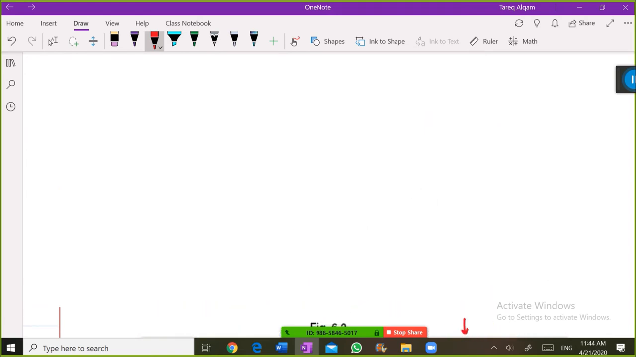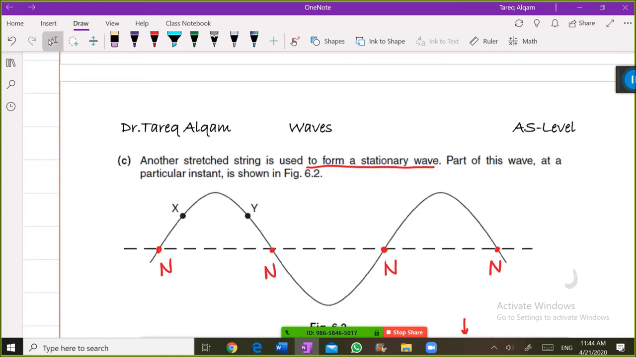consider one point, guys. If I consider here one point, let's consider the high point. After quarter period, the high point becomes here. And the string's high point after quarter period becomes here. So this is the possible string shape, right? If I take a screenshot after quarter period, the string will be observed as a horizontal line.